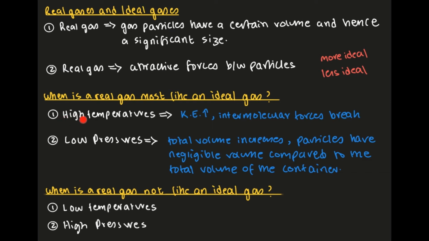The first condition that we have is high temperatures. When the temperature of any gas increases, the kinetic energy of the molecules is going to increase. Because of that, the molecules are going to move further away from each other and the intermolecular forces are going to break. If you remember from the previous slide, one of the assumptions of an ideal gas was that there are going to be negligible intermolecular forces between the particles. So because of that, at high temperatures, a real gas becomes more like an ideal gas.